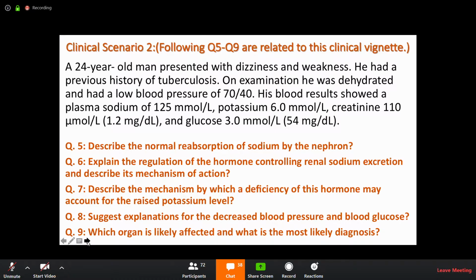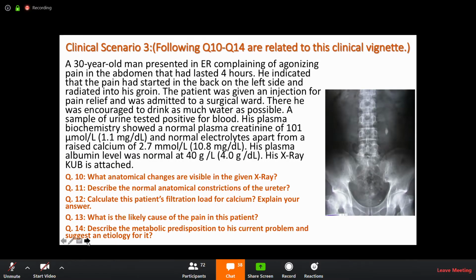Let's move swiftly onwards to scenario number 3. Again, if you have any questions about any of the other scenarios, feel free to write them in the chat section or make a note of them to send an email later on.